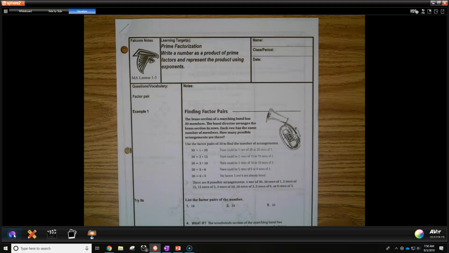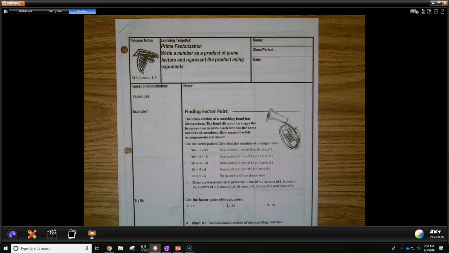So, we are on lesson 1.3 for today, which is prime factorization. Now, our goal is that I will write a number as a product of prime factors and represent the product using exponents. Remember, I always said that that's our learning goal. That's what we're saying we're going to be able to do today. But we have to know what that means.